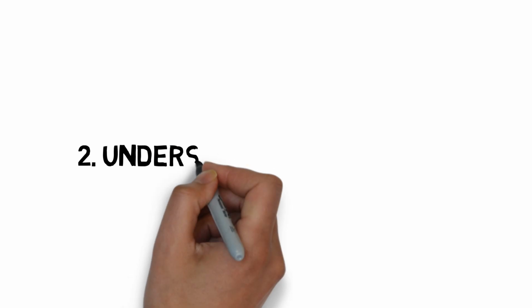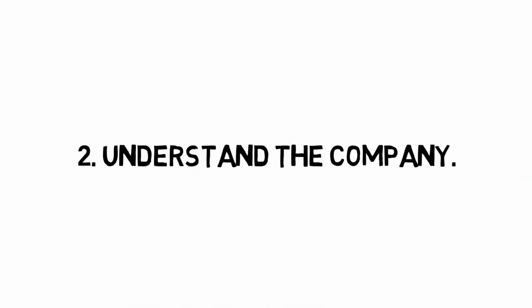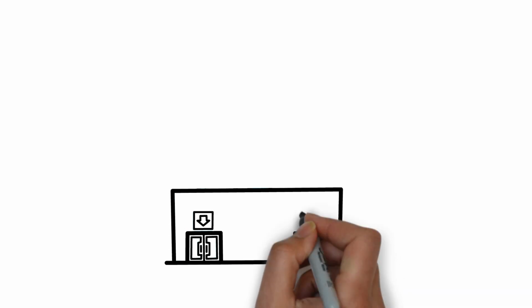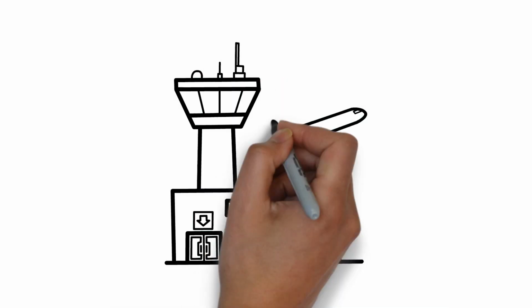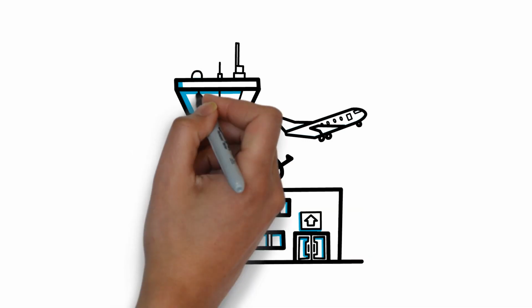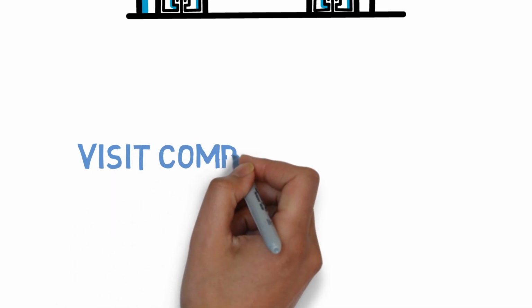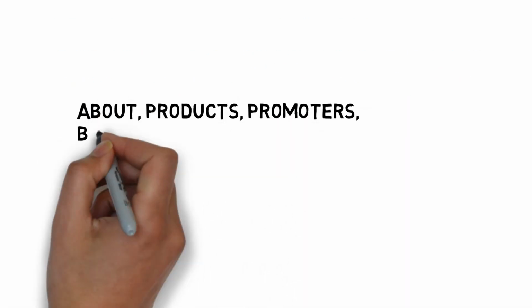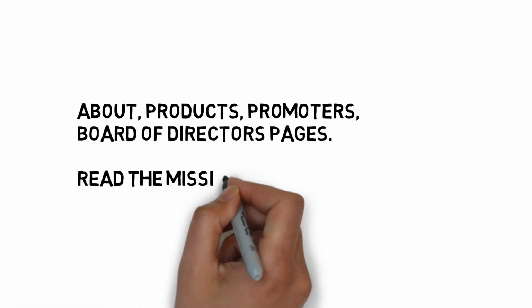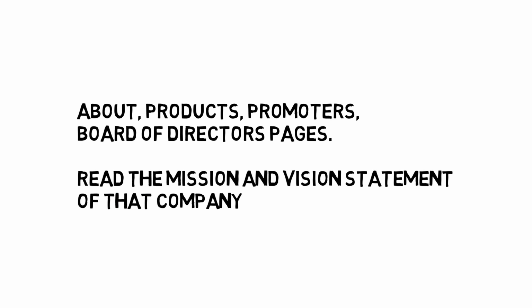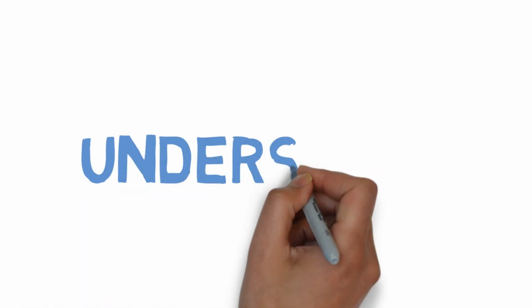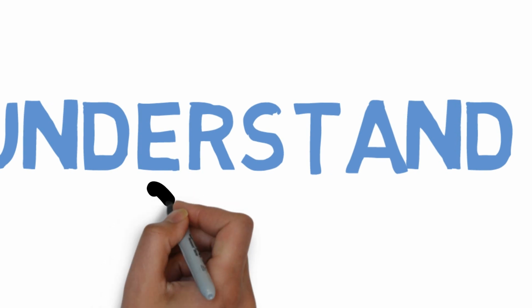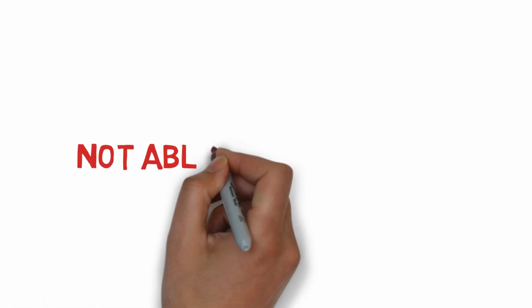Step 2. Understand the company. It is important that you understand the company in which you are investing, because if you don't, you won't be able to decide whether the company is performing good or bad, whether the company is taking the right decision towards its future or not, whether you should hold or sell the stock. A simple way to understand the company is to visit its website. Go to the company's website and check its about, product, promoters, board of directors page. Read the mission and vision statement of that company. If you are able to understand the products and vision of the company and find it attractive, then move further to investigate more. Else, ignore the company.